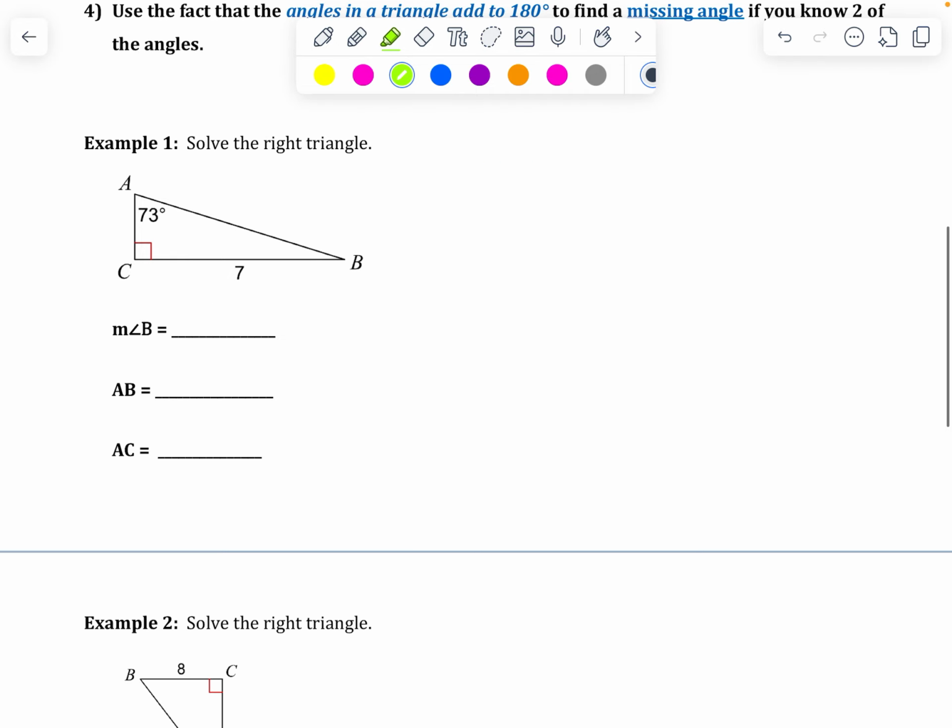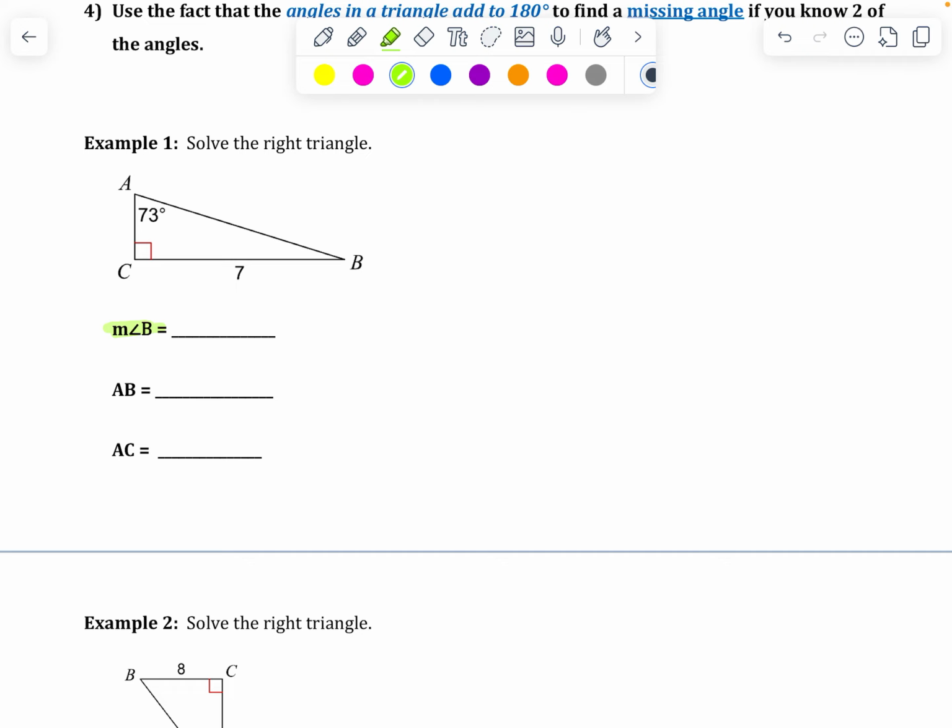If we go back to example 1, we said there was 1 angle missing and 2 sides missing. Let's start with the first thing they're asking for, angle B. If you look at that triangle, we've already talked about this. You know that one of the angles is 73 and one of the angles is 90. So you already know 2 out of the 3 angles, which means only 1 angle is missing.